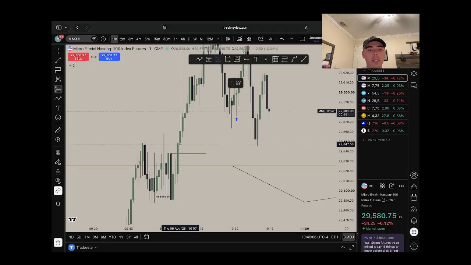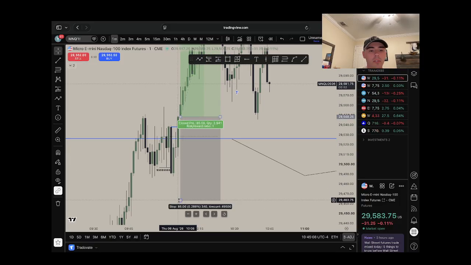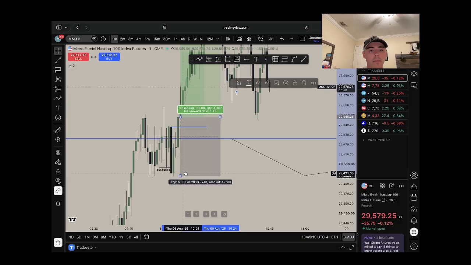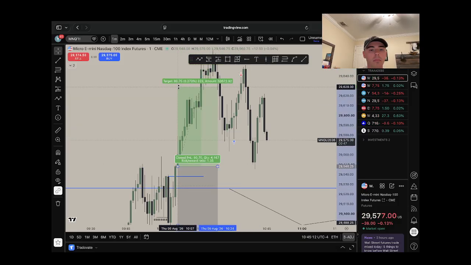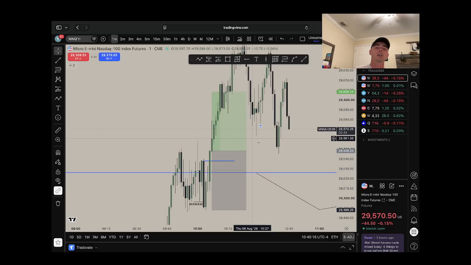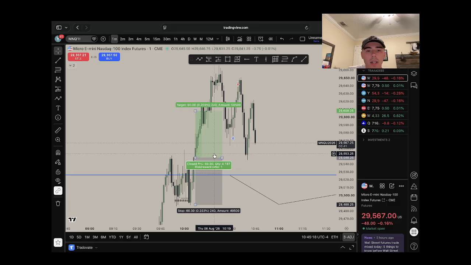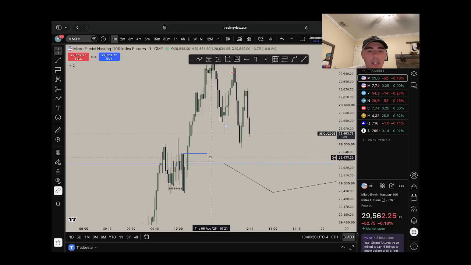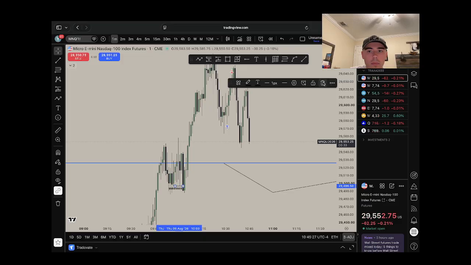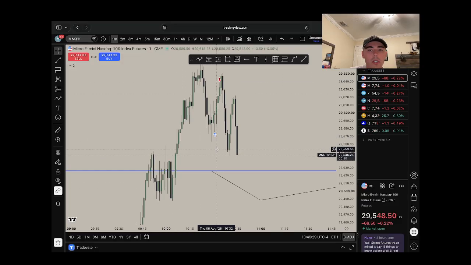So the original position that I ended up fading was this right here. And it ended up playing out to the 1-to-1 risk to reward. But it's okay because we did end up creating a SMT later in the day, which gave me another opportunity, thankfully, because this was sort of unfortunate.